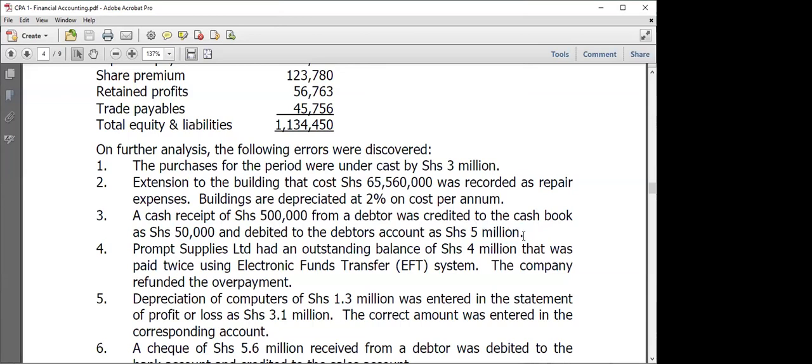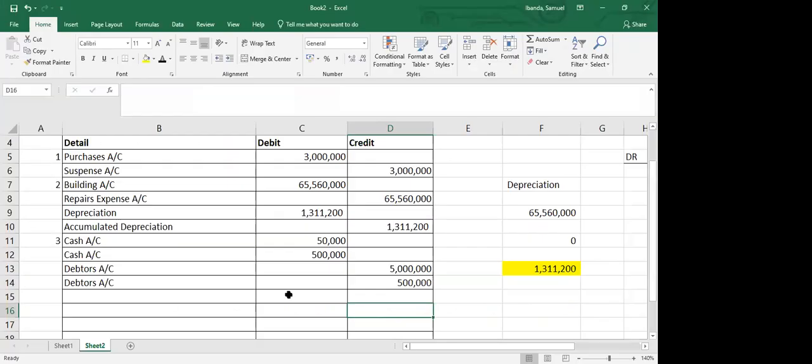What we did, we have credited it by 5 million to remove this 5 million, which is not supposed to be there. We've also gone ahead to recognize the 500,000 as it's supposed to be. Now, the next step that we should follow through is to recognize the suspense value. And how we recognize the suspense value is by getting the difference between this side and this side.